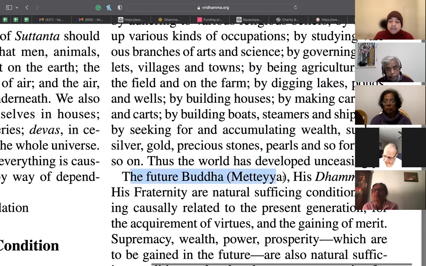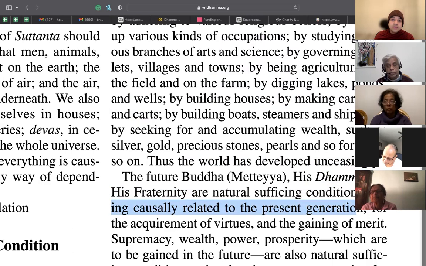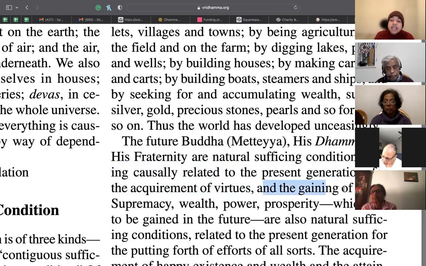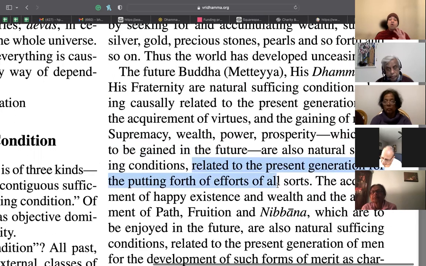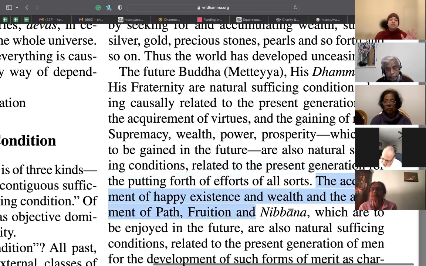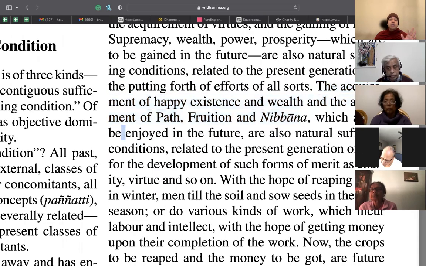The future Buddha Maitreya, his Dhamma and his fraternity are natural sufficing conditions, being causally related to the present generation for the acquirement of virtues and the gaining of merit, supremacy, wealth, power, prosperity, which are to be gained in the future, and are also natural sufficing conditions related to the present generation for putting forth of efforts of all sorts. The acquirement of the happy existence and wealth and the attainment of path, fruition, and Nibbana, which are to be enjoyed in the future, are also natural sufficing conditions related to the present generation of men for the development of such forms of merit as charity and virtue and so on.